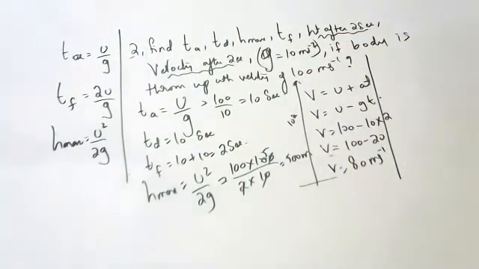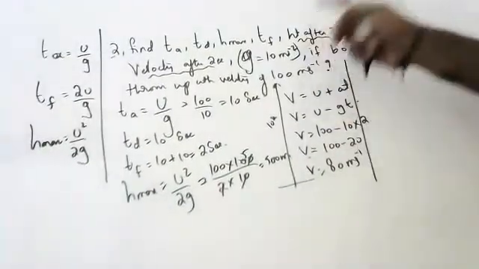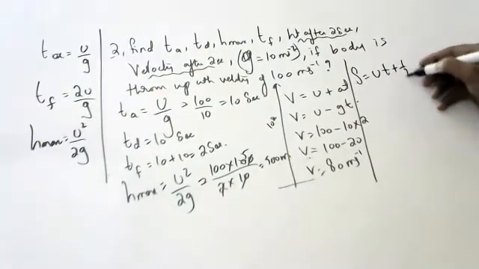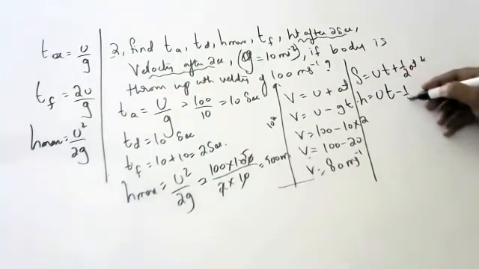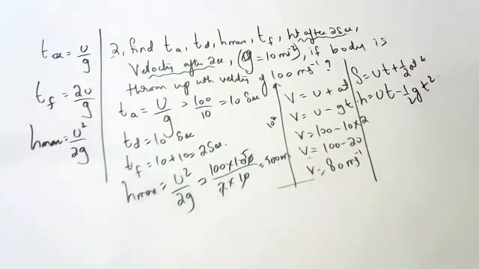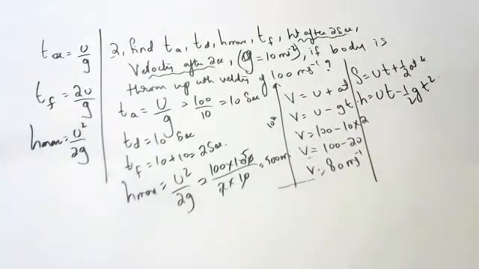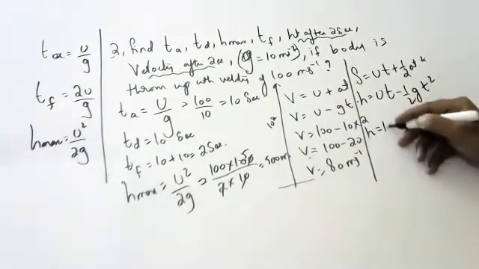Now, height after 2 seconds. Children, we have s is equal to ut plus half at square, the second equation of motion. h is equal to ut minus half gt square. Anyone will substitute and tell me? 100 into 2 minus half into 10 into 2 square. You do and tell me the answer. I will see who will tell first. Boys or girls?